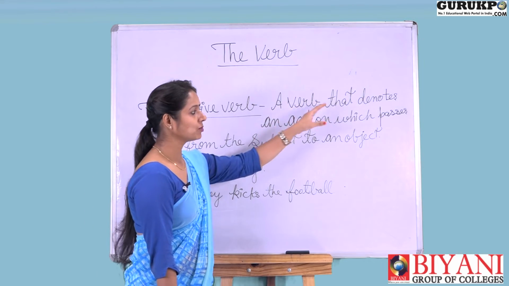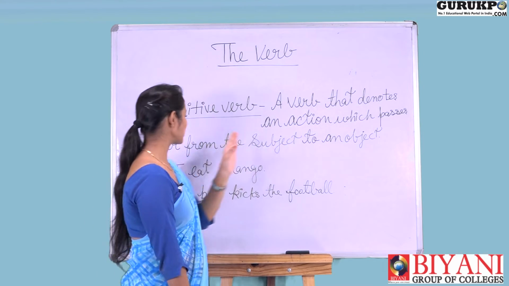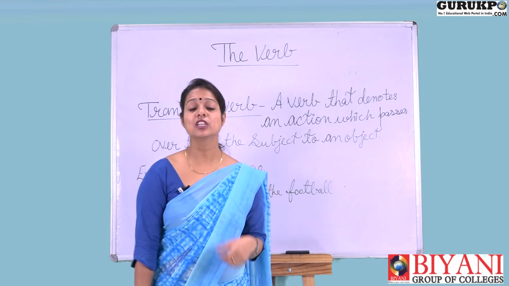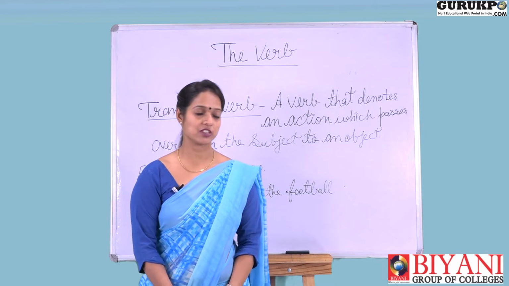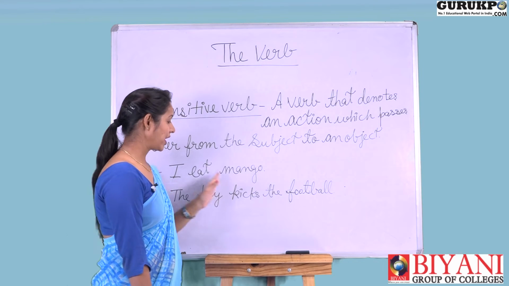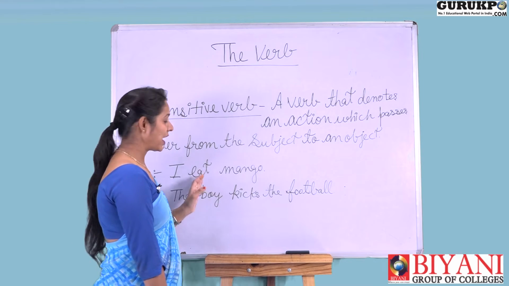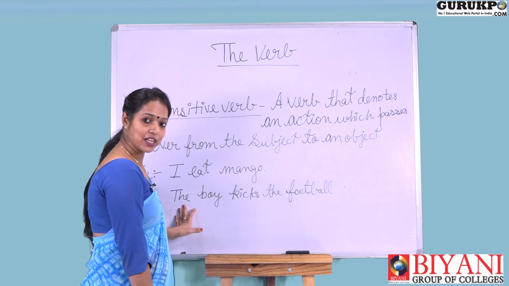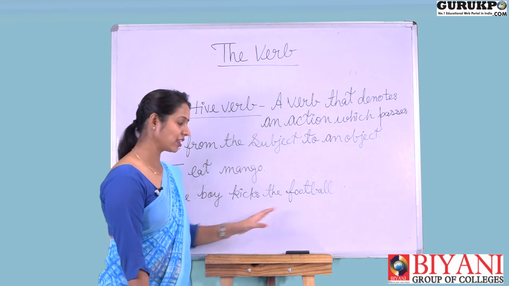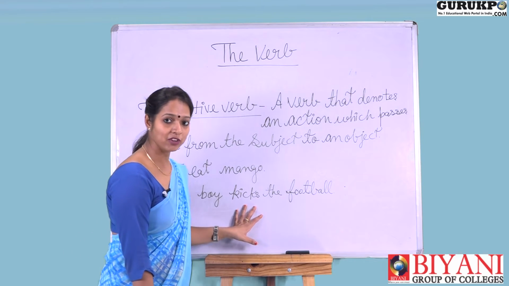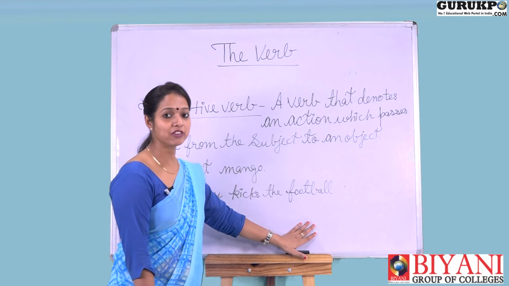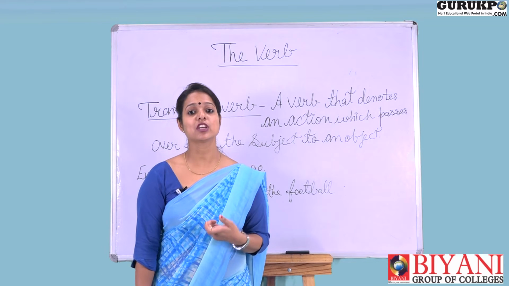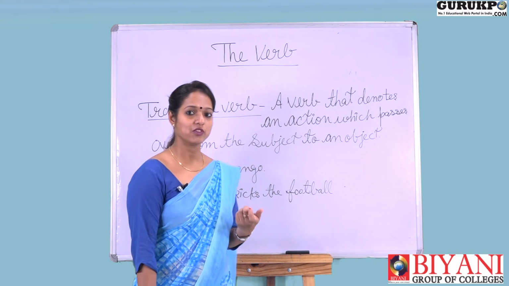Transitive verb: a verb that denotes an action which passes over from the subject to an object, or we can say a sentence which asks the question what. Like, I eat mango. In this sentence, eat is the main verb and it passes over to the object, which is mango. In the second example, the boy kicks the football. In this sentence, kicks is working as the main verb and it passes over to the football, which is the object of this sentence.